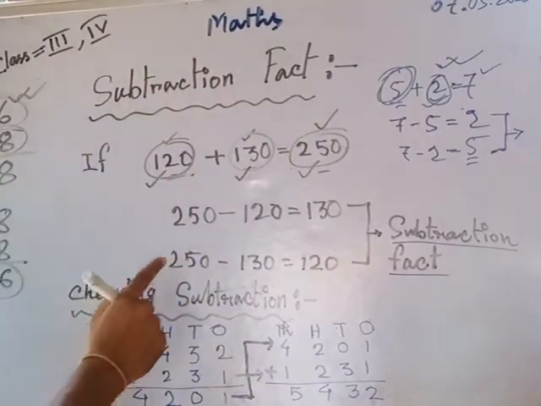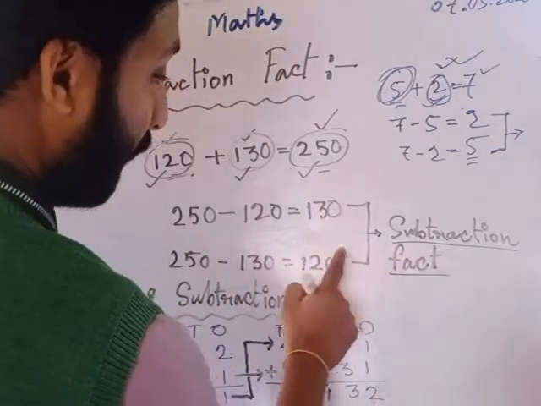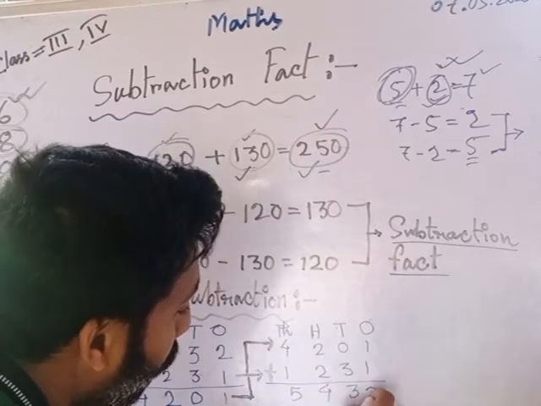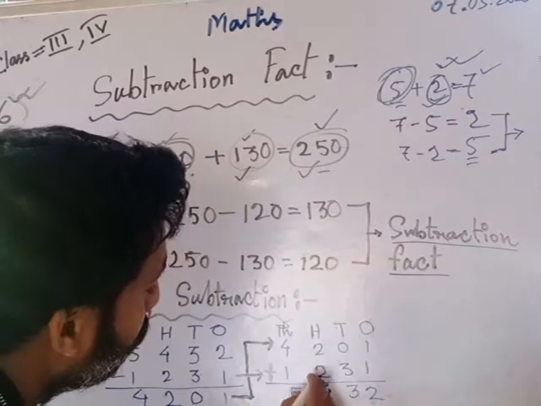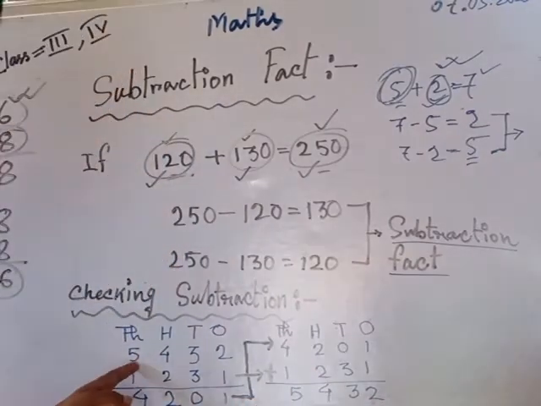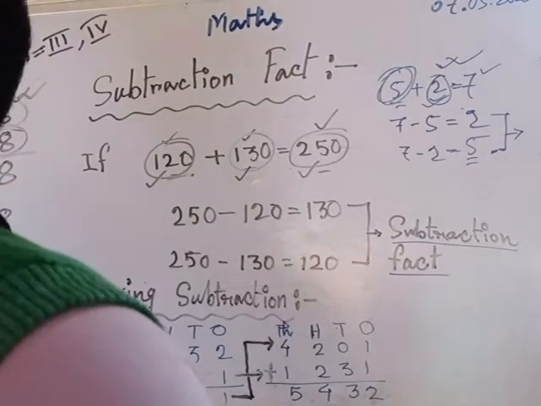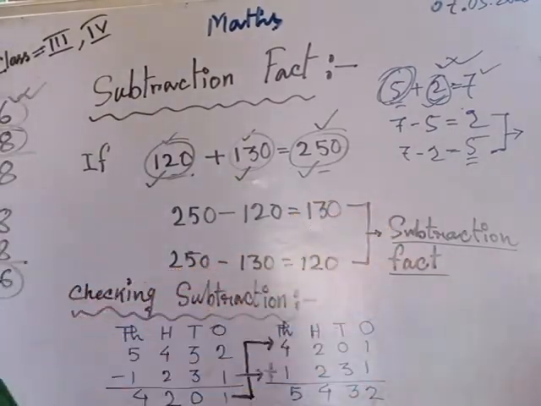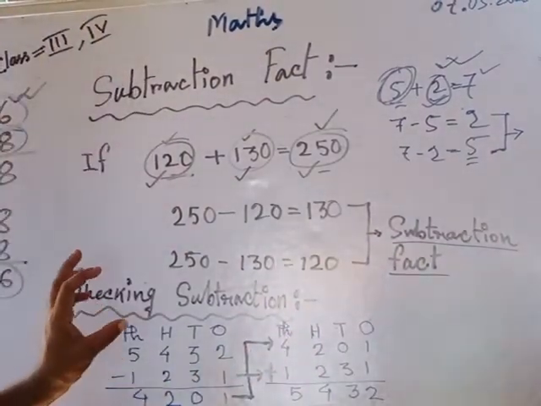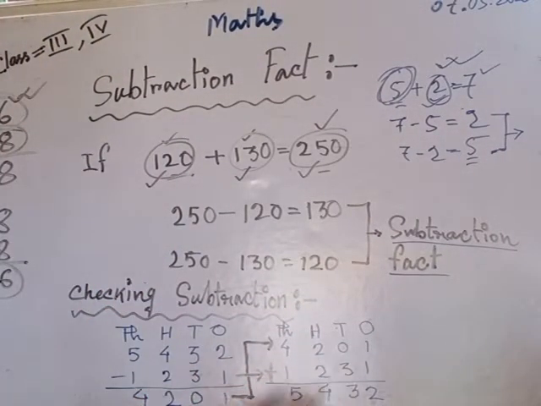That's why it is called checking subtraction by addition, because you add these two numbers. 1 plus 1, that is 2, 0 plus 3, that is 3, 2 plus 2, that is 4, 4 plus 1, 5. That means 5432. Also here, right over here, 5432. So your answer is correct. It is all about the two subtraction facts and checking subtraction by addition. By addition, you should check whether your subtraction is correct or not.